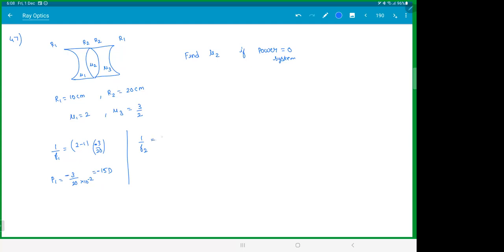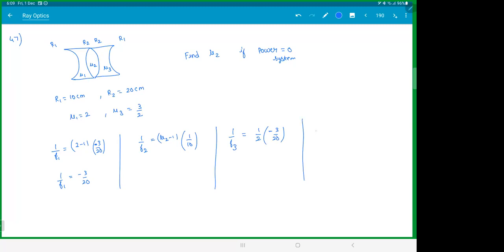1 by f2 would be mu2. Actually, I can do directly this thing, no? 1 by f1 plus 1 by f2 plus 1 by this thing. If the power of the system is 0, this would be R2 to 1 by 10. 3 by 2 minus 1 is half. Minus 3 by 20. Power of the system will be 1 by f of the system is 0.